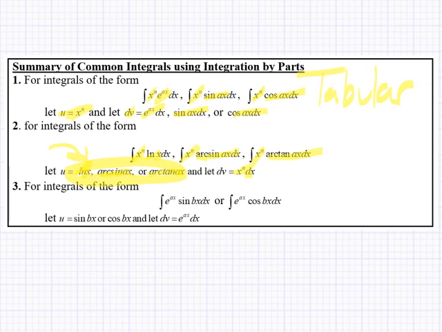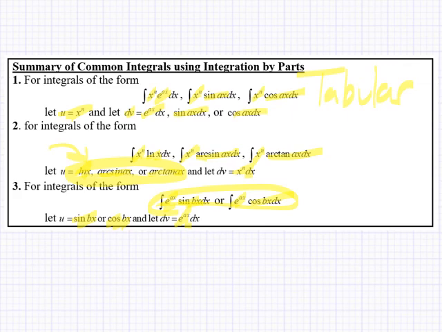Third case, exponential times sine or exponential times cosine. We just saw an example of that. These are the ones where it really doesn't matter how you do it. You'll be able to get them done no matter which way you assign your u and your dv. These are also going to be the ones where the original integral pops back up again. Your book says you let u be the trigonometric function and dv be the exponential. The previous example, we let u be the exponential instead.